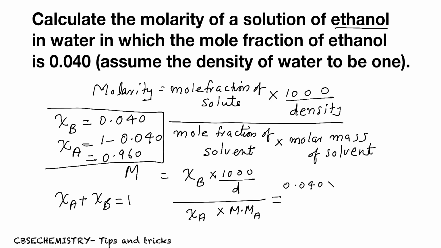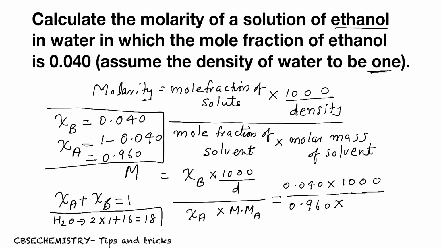What is chi b? 0.040 into 1000 by density. Density is 1, right? So 1000 by 1 is 1000, divided by, what is chi a? 0.960. And what is the molar mass of water?